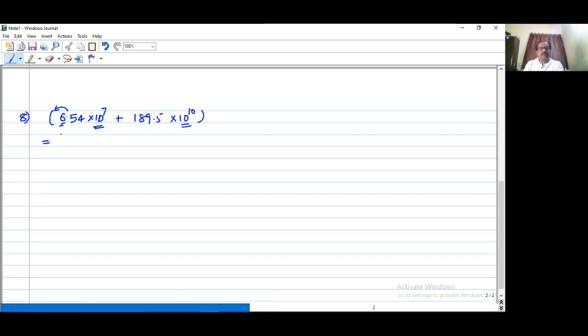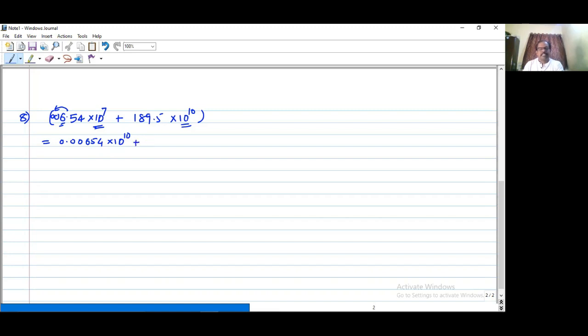But we have only one place here, that is 6. So what about the remaining 2 places? They will be 2 zeros there. Means we can write this 0.654 into 10 to the power 7, in terms of 10 to the power 10, as 0.00654 into 10 to the power 10, right?